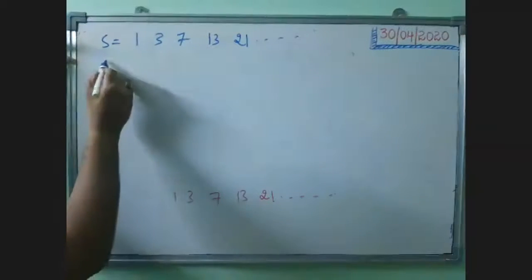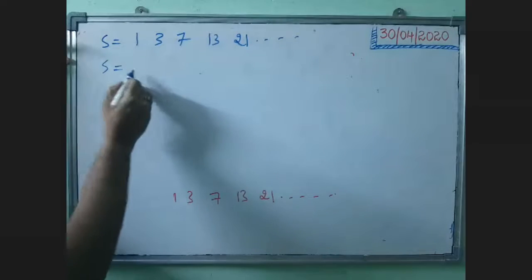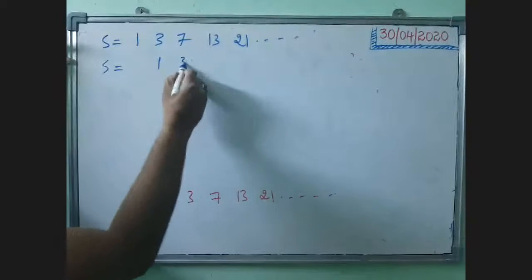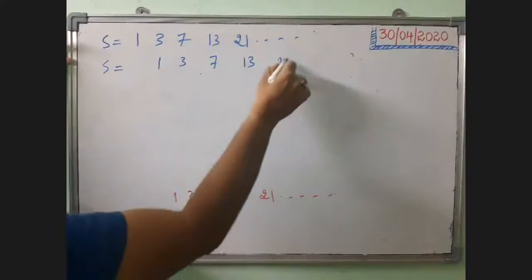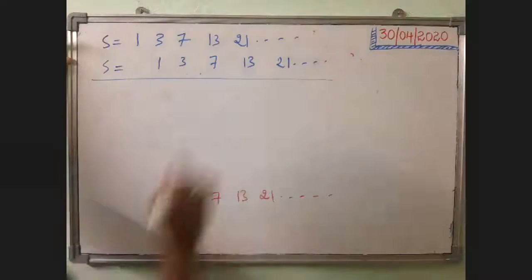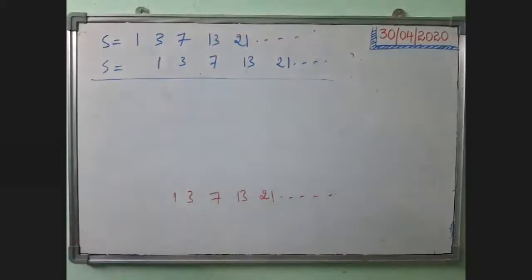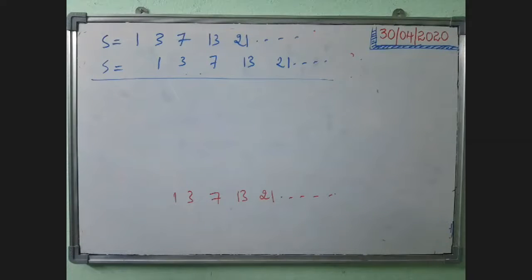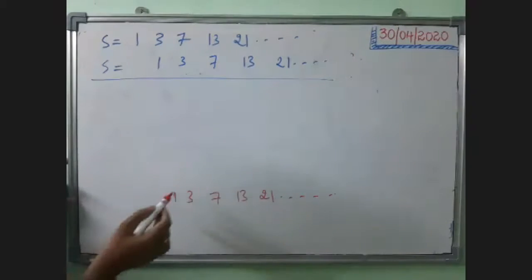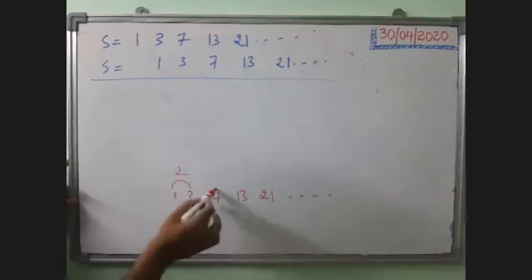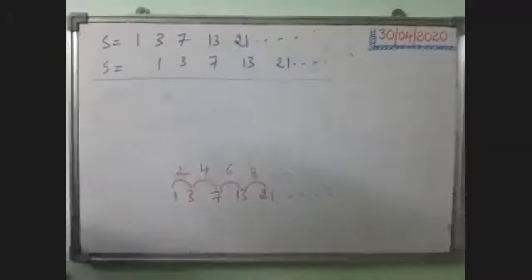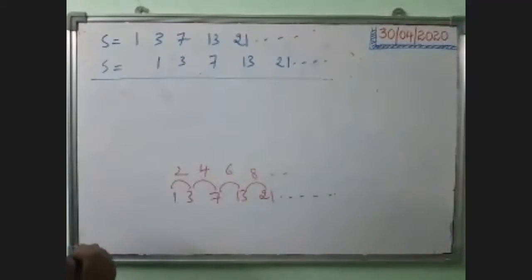Next, start writing the same sequence again, starting from the second term: 1, 3, 7, 13, 21, and so on. There is one peculiar thing to be observed here. No doubt they are neither in AP, nor in GP, nor in AGP. But if you see, the difference is 2, then 4, then 6, then 8.